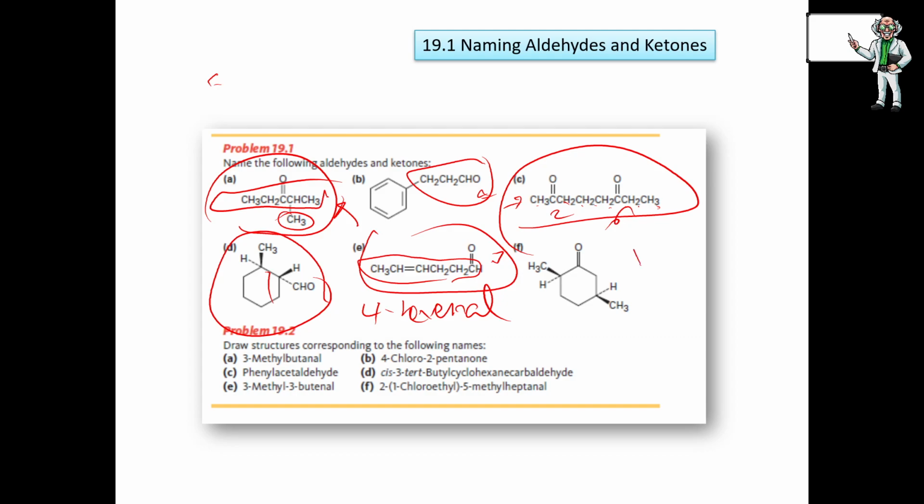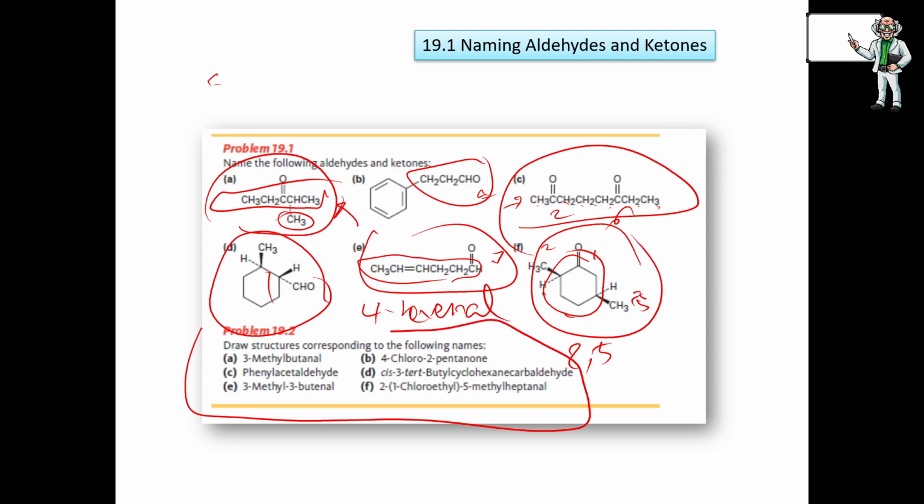Okay, and finally, compound F, the main chain will be the cyclohexane, and this will be a cyclohexanone, and then we put the substituents. The ketone will always be 1, this will be 2, this will be 3, 4, 5. 2,5-dimethylcyclohexanone. Okay? Good, then for home, please do problem 19.2. That is very easy. If you have any question, please send me an email and I will try to answer all your questions.